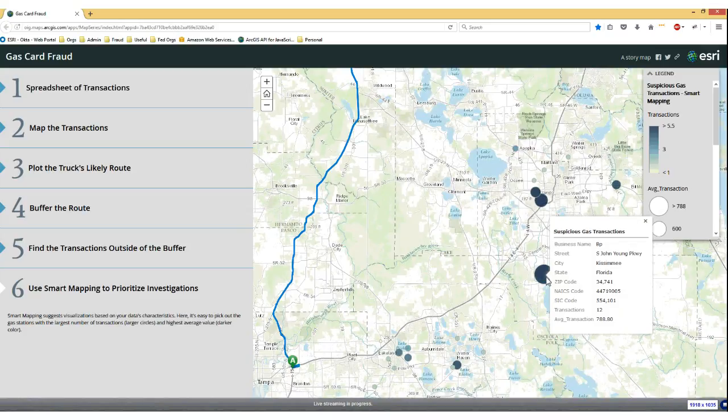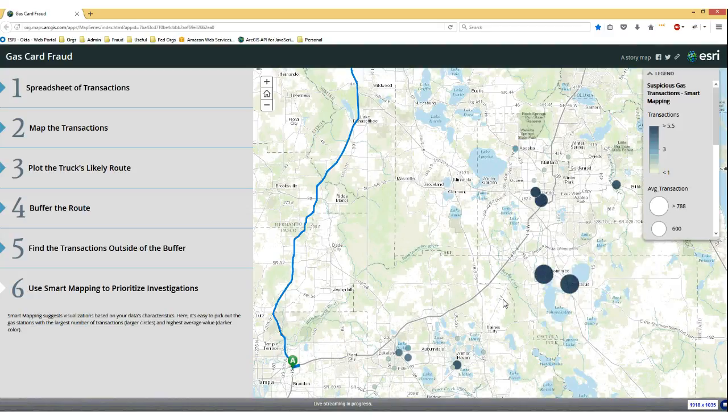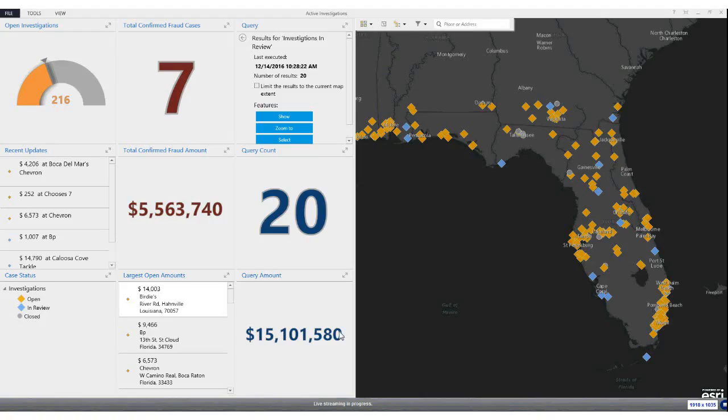At this suspicious gas station, at this BP, there have been a total of 12 transactions with an average transaction amount of $788. That is a major red flag, and that should be a priority of our investigations. So now I'm going to move to a dashboard setting. This dashboard setting gives us a holistic view of our operation status. It gives us total situational operational awareness, and it gives us the ability to enhance decision-making processes.